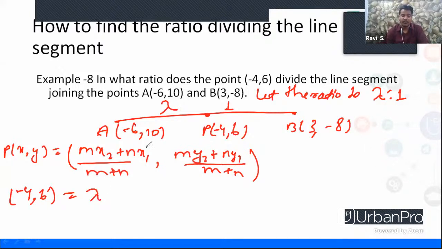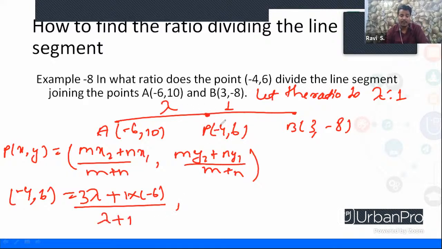Lambda, correct? So lambda x2. And what is the value of x2 here? So I'm going to write down 3 lambda. It will become 3 lambda plus again n x1. So what is n here? 1 comma x1. What is x1? It's nothing but minus 6 now. Okay. And here you write lambda plus 1.